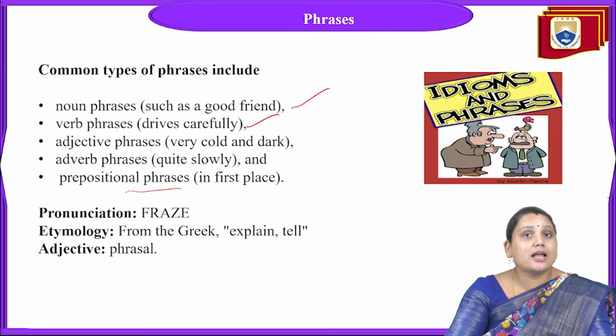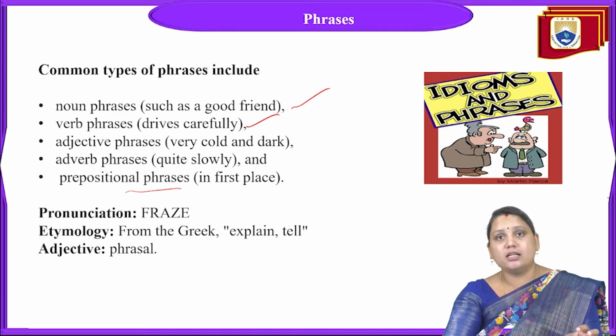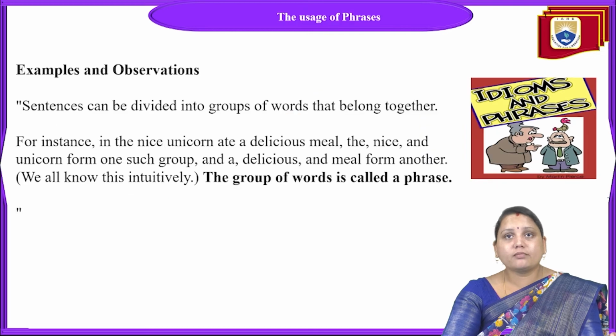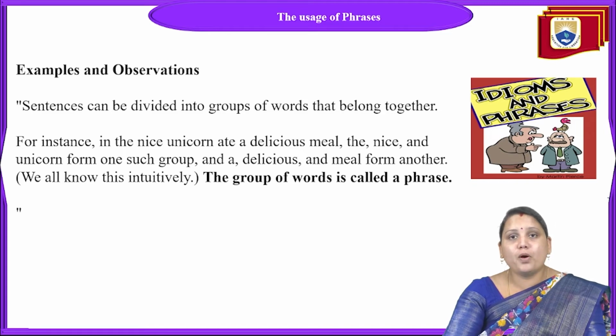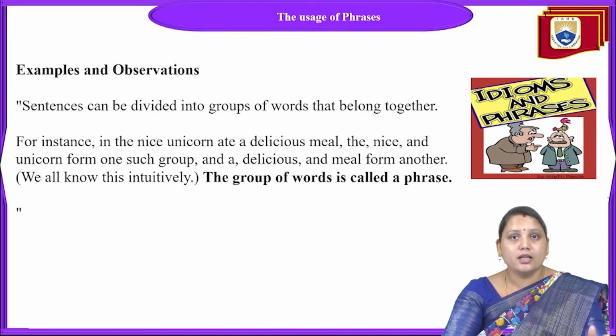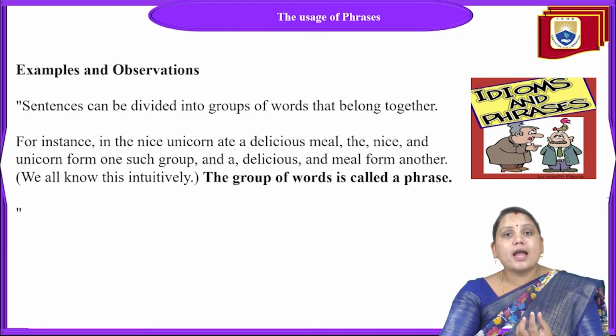Now let us understand the right pronunciation of phrase. That is phrase. Etymology: it is derived from Greek, meaning to explain or tell. The adjective is phrasal. Next, examples and observations. Sentences can be divided into groups of words that belong together. Here, we will divide sentences into groups of words which give meaning.